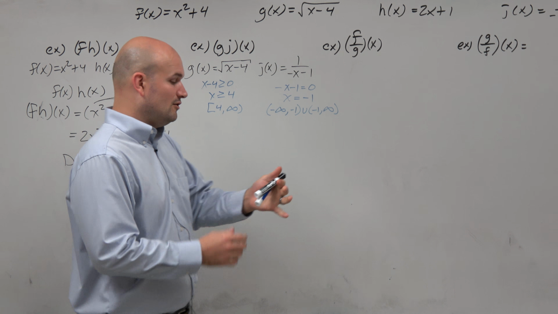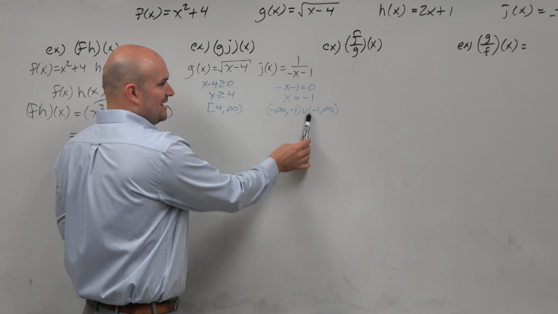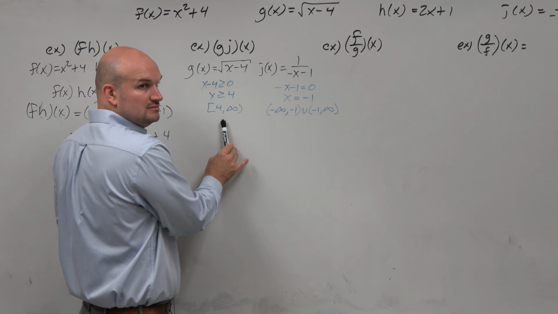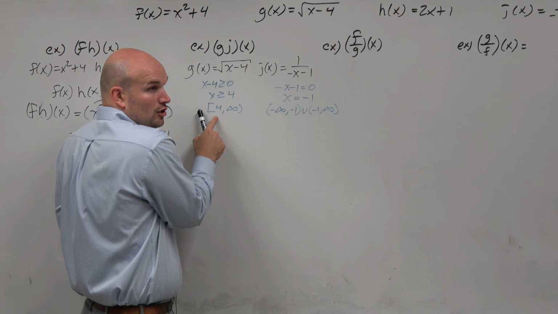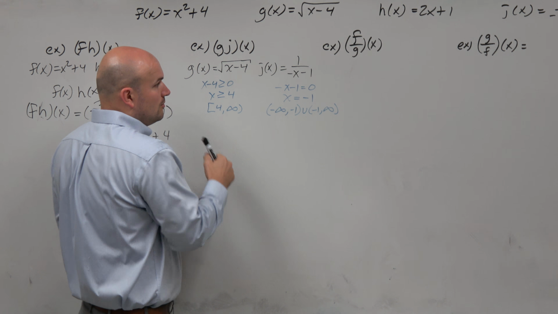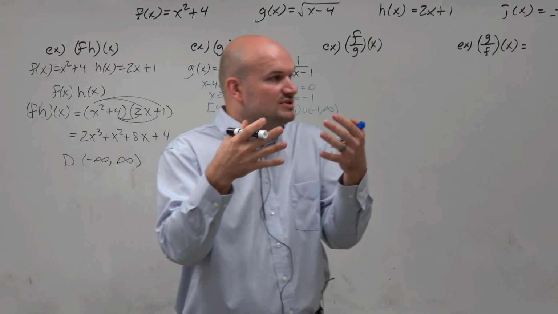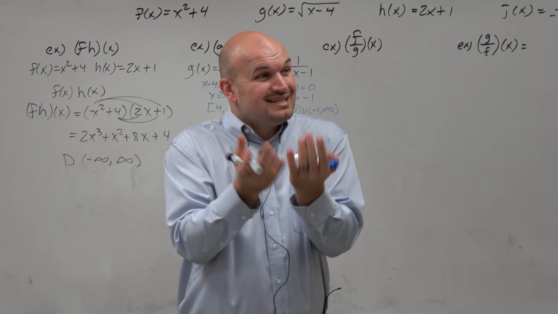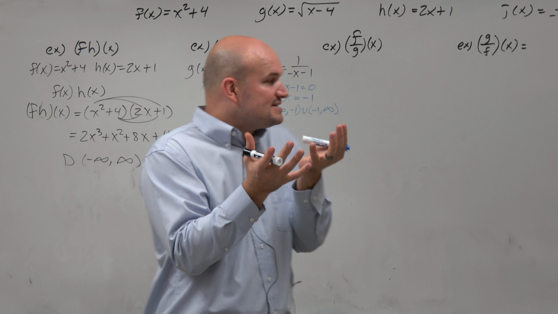Now, it's kind of helpful, though. Does this domain actually affect this domain at all? No, because this one's saying all numbers greater than 4, right? So when I multiply them, add them, subtract them, it doesn't really matter. The domains are going to stay the same.